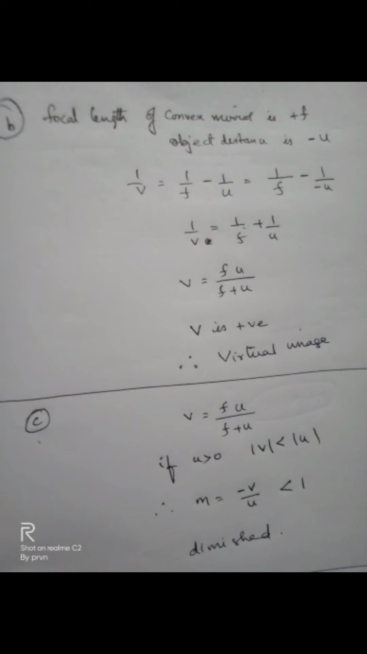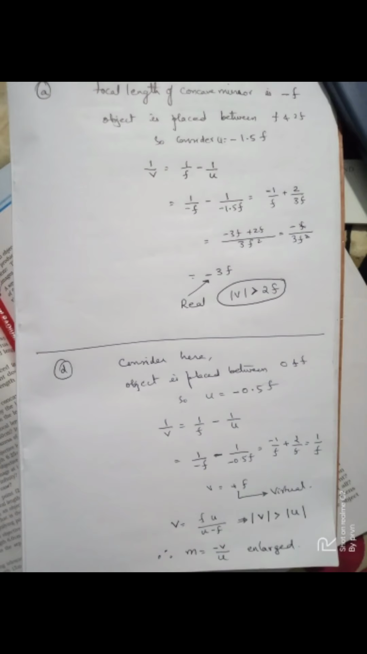Now come to the last question. Here the object is placed between pole and focus. Like in the first question, where I considered the object distance as 1.5f, here I have taken the middle, -0.5f. Now substitute as per the formula, then I am getting v as a plus value. Plus indicates that the image is always virtual.